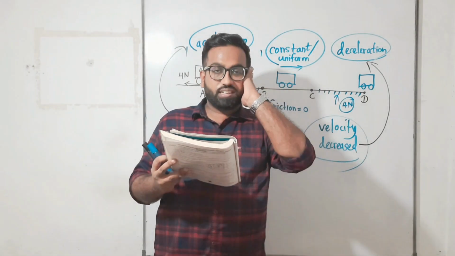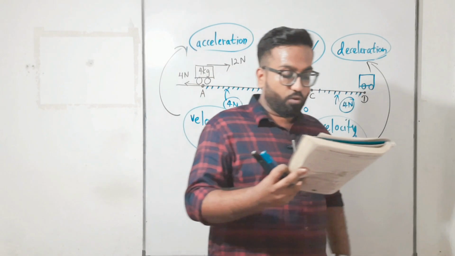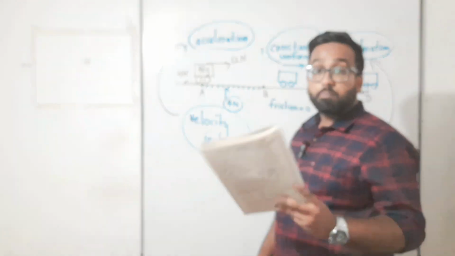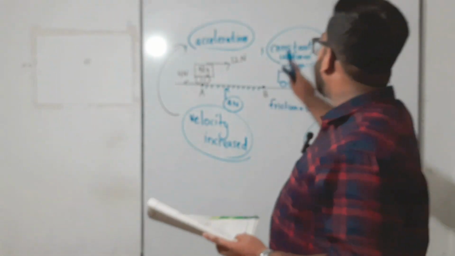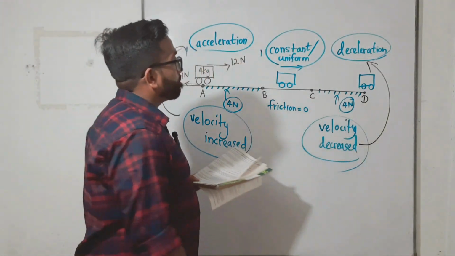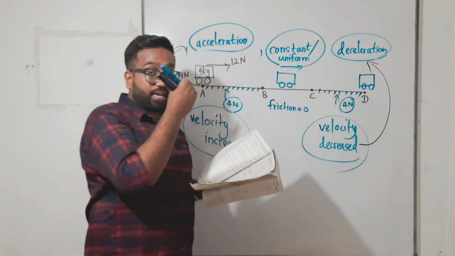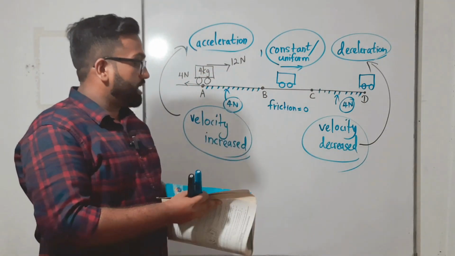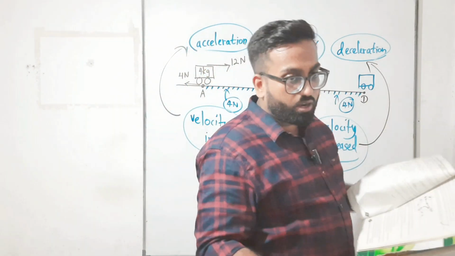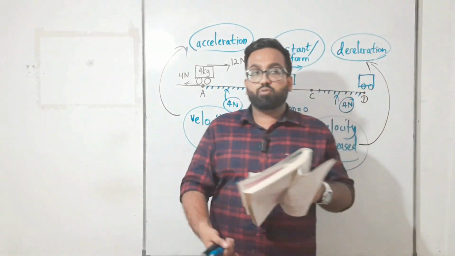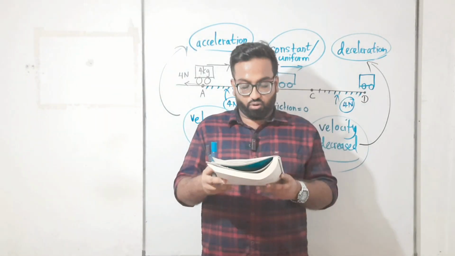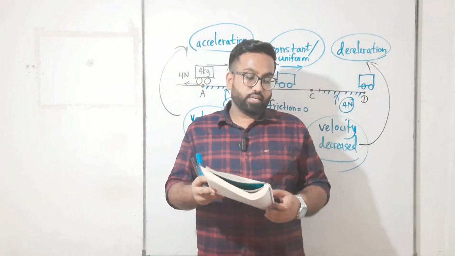So a simple question is mentioned, right? A table is there. From A to B, what is the answer? A to B, acceleration. B to C, what is the answer? B to C, constant or uniform velocity, right? C to D, against the time, velocity is decreased. That is known as deceleration. So acceleration, uniform or constant velocity, then C to D, deceleration, right? Then you are supposed to draw a sketch of the velocity time graph.